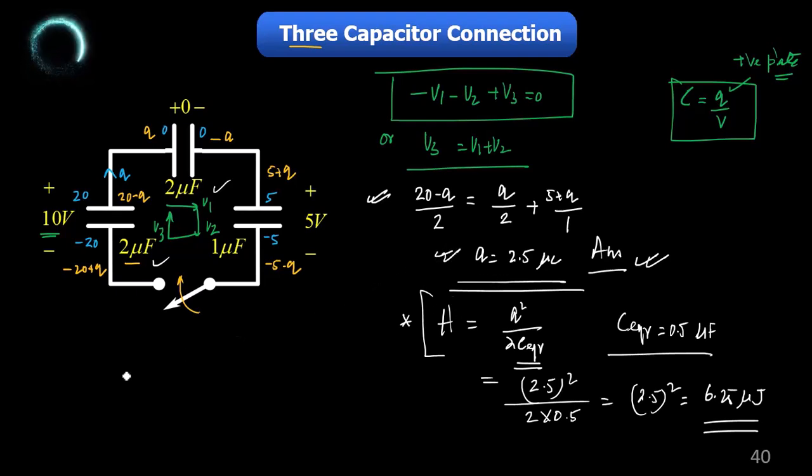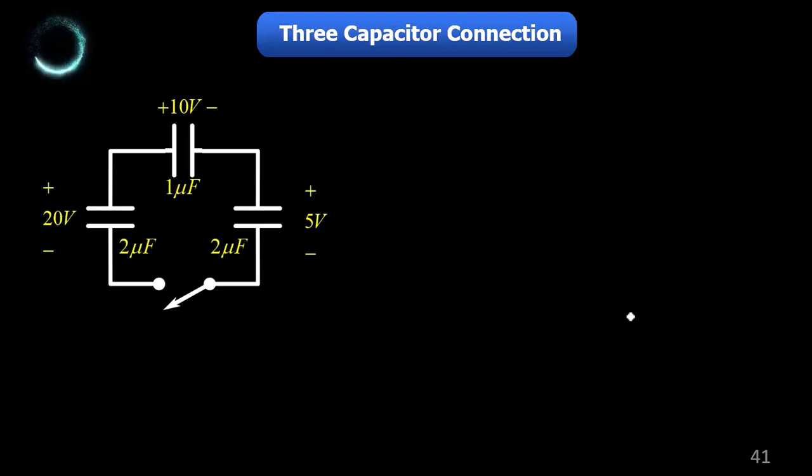Once you got that Q number, take the help of the Q square by 2 C equivalent formula to calculate the H number for the system. Now, that will be your answer. Okay. Hope you understand this. Now, moving on to the next situation.